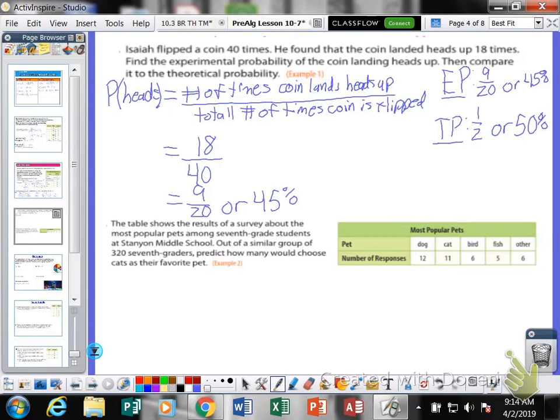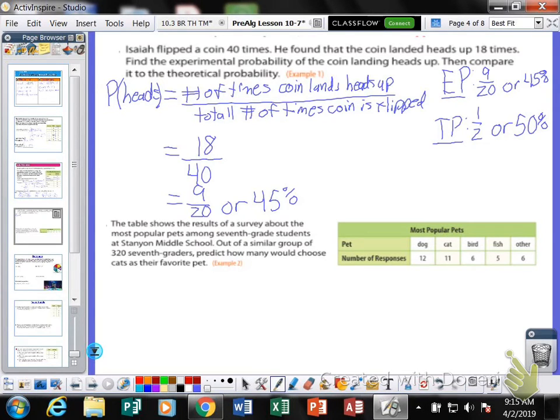And our last problem here, the table shows the results of a survey about the most popular pets among 7th grade students at Stanton Middle School. Out of a similar group of 320 7th graders, predict how many would choose cats as their favorite pet. Okay, so first thing we need to do here is predict, out of the 7th graders originally surveyed, how many chose cat as their favorite pet. So we find the experimental probability that a student chose cat based off of our table. Okay, so first we want to find our ratio of the experimental probabilities.